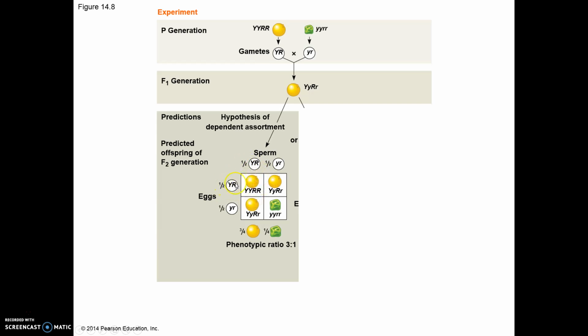And over here, same thing is true. So these are the only possibilities you'd get. You'd still end up with a 3-to-1 ratio. Now, it just so happens that this is not the scenario that turns out most of the time. Occasionally, it does turn out this way, particularly when two genes are very close together on the same chromosome.